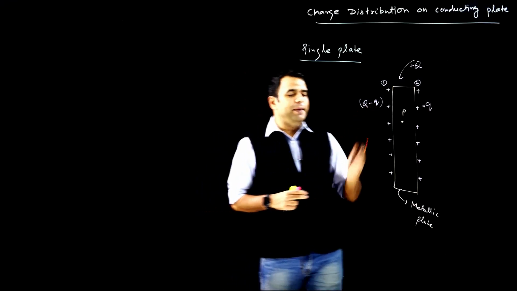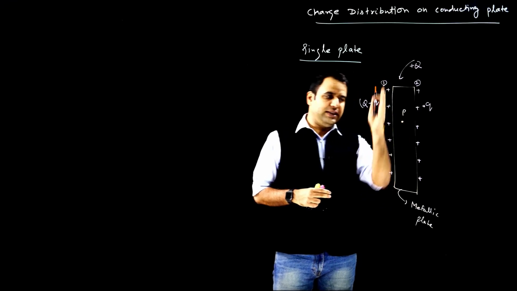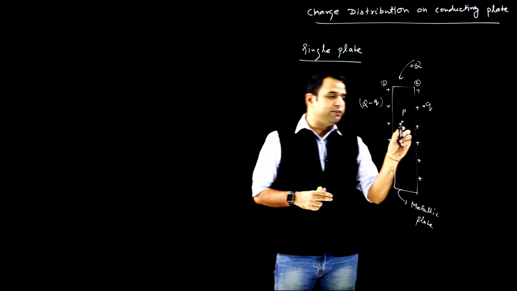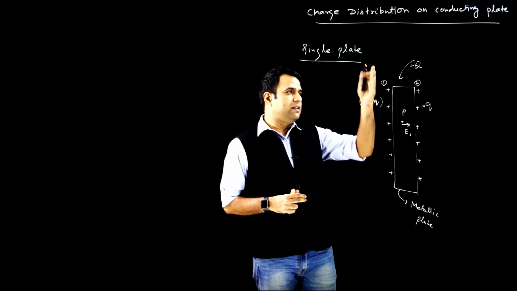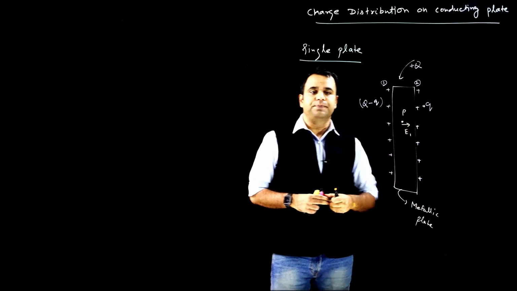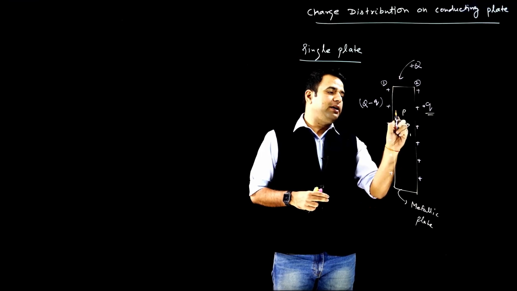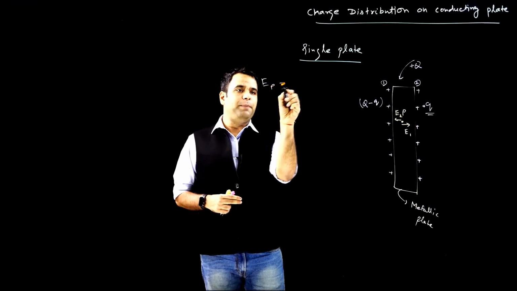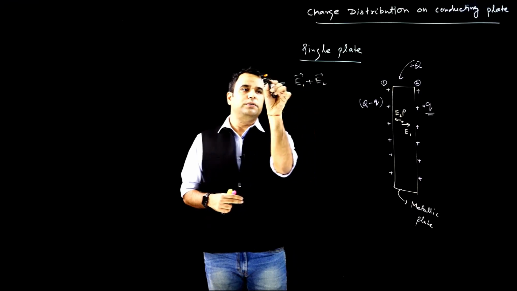This point P will experience two electric fields. One electric field will come from surface 1, and obviously this is a positive charge. Because of the positive charge, the electric field is away from the positive charge. I'm calling it E1. Because of the positive charge on surface 1, the electric field at point P will be toward the right-hand side. Similarly, this small q charge will apply an electric field onto point P, and I'm calling that E2.